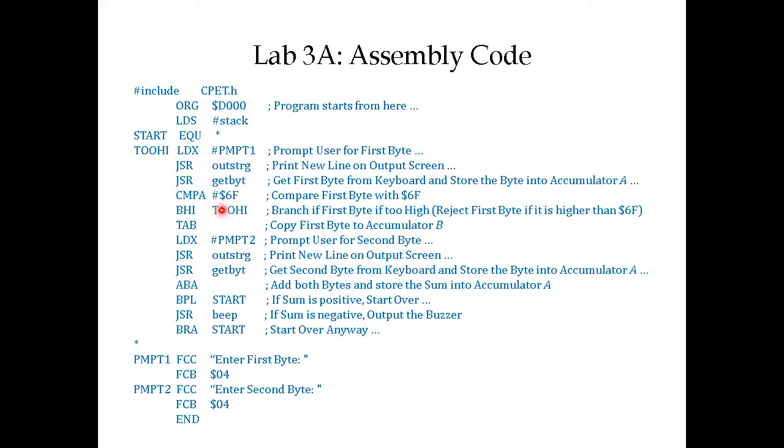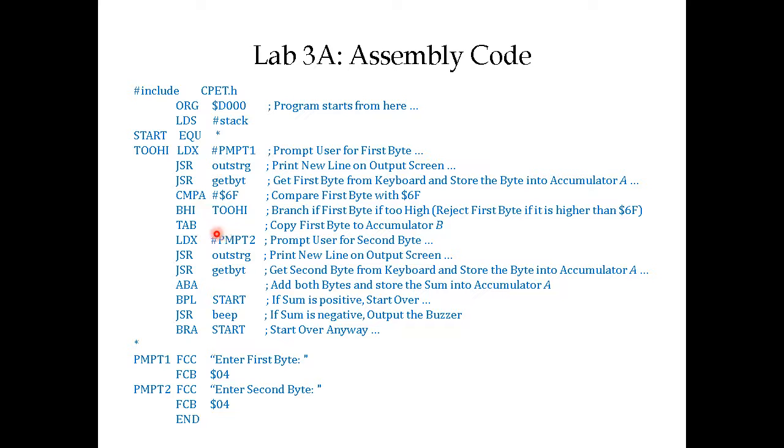And then you see here, I'm comparing the byte you saved into A with 6F. If it is higher, do you see BHI, branch if higher, right? If it is higher, you go back to the label too high, which is actually here. So you are going back to the beginning. That means you are rejecting the byte, and you are going back and asking for the first byte again. Your program will keep doing the same thing as long as the user doesn't enter anything lower than 6F.